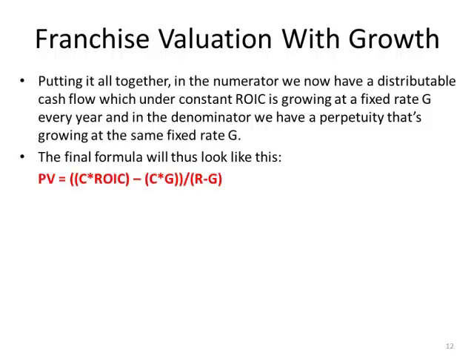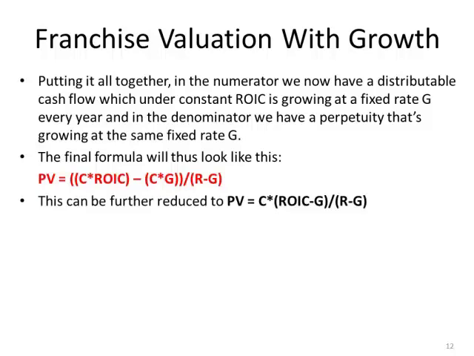Well, we're going to have the PV, the present value, or this is just the value of the company, equal to C times ROIC minus C times G, right? So that's the earnings minus invested capital, or the distributable cash flow in the numerator. And the denominator is going to have R minus G, right? And the denominator is going to represent the fact that these final cash flows are growing at a rate G over time, and the cost of capital is R as well, right? So that's the discount rate minus the growth rate.